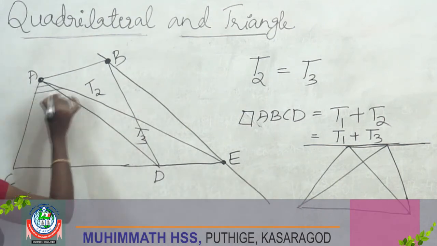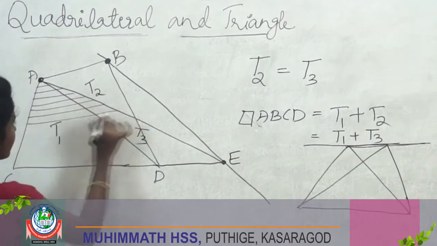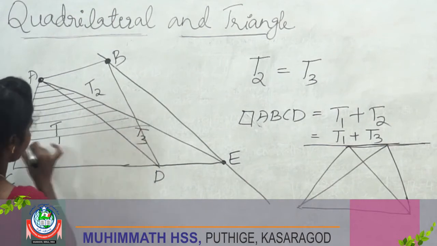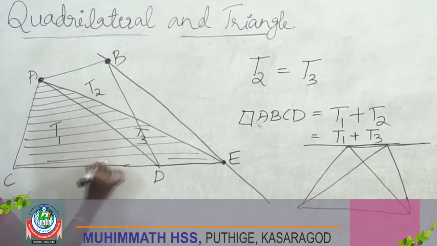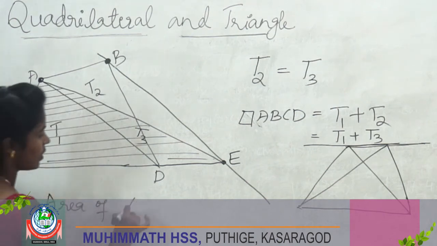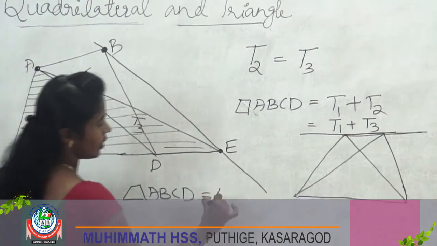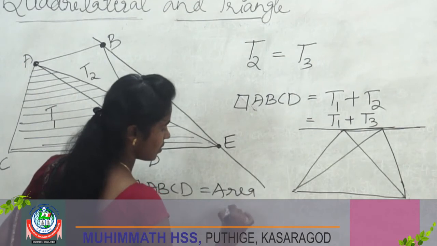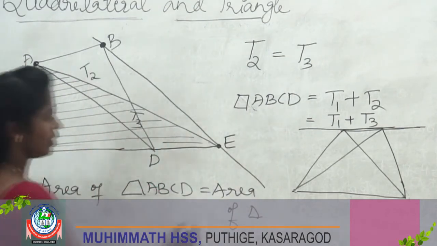Then let's shade the second triangle. The area of quadrilateral ABCD is equal to the area of triangle ACE.